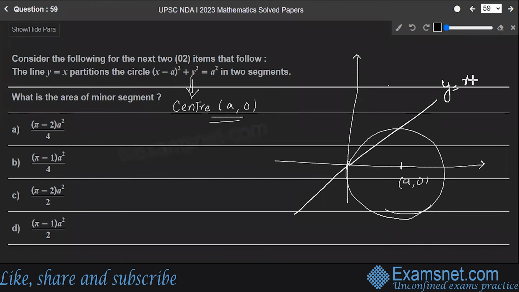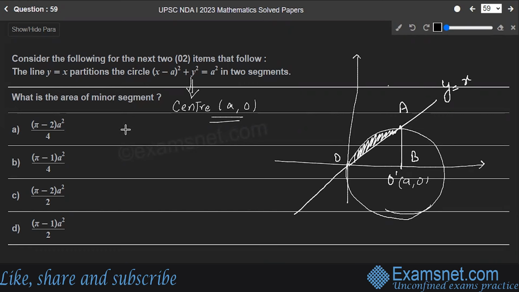So this is the line y is equal to x. Let's name this point as A. This is the origin, and this be the point B. I'm naming it as O also because this is the center, and let's draw a perpendicular like this. Okay. Now, what is the area of the minor segment? That is basically you have to find out this area. This is the area of the minor segment.